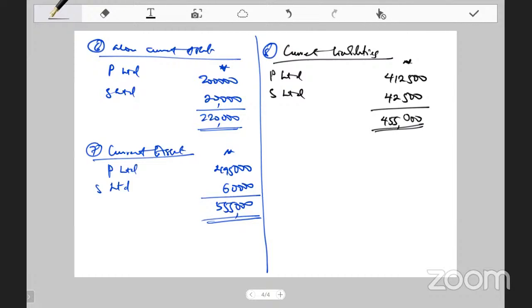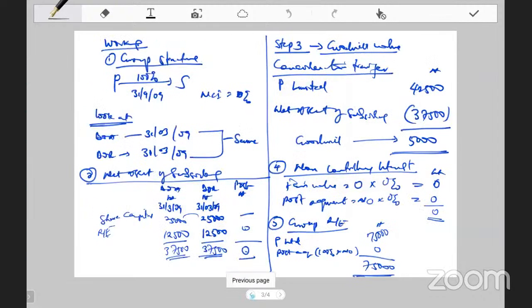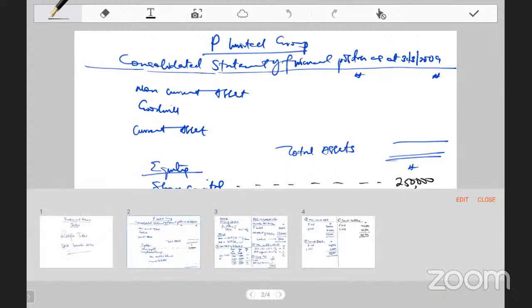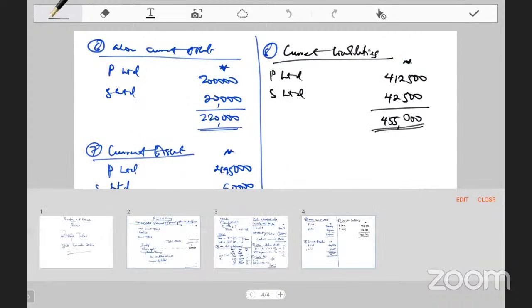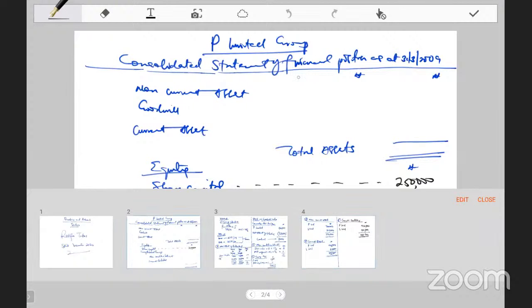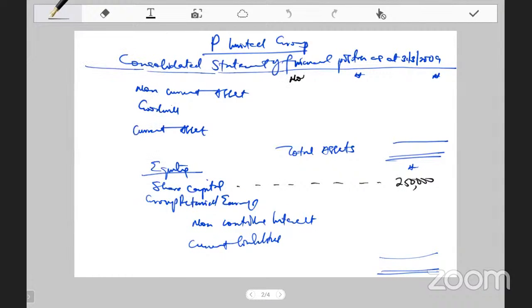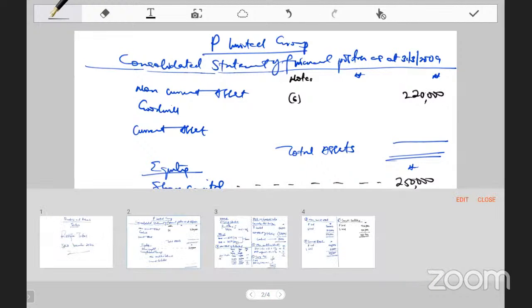Now, if you look at this, I've picked all the information from the question, which means I don't need the question again. So I can easily just go back to what we have said earlier. Now I pick my information. Non-controlling assets, what is that? My non-controlling assets is working 6, and the amount is 220. So I'll bring it here, note 6, and that is 220.